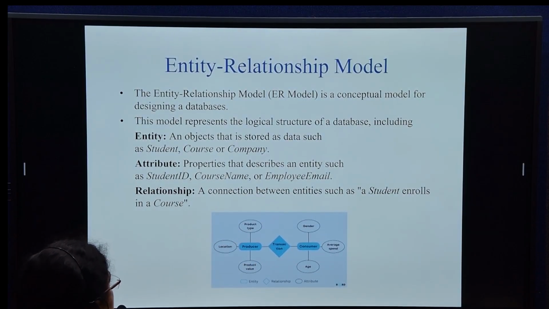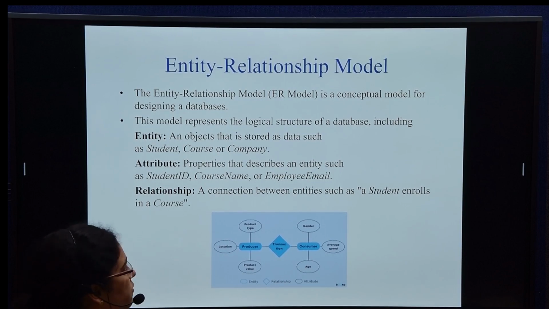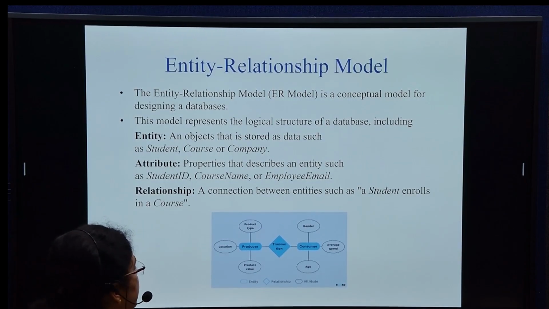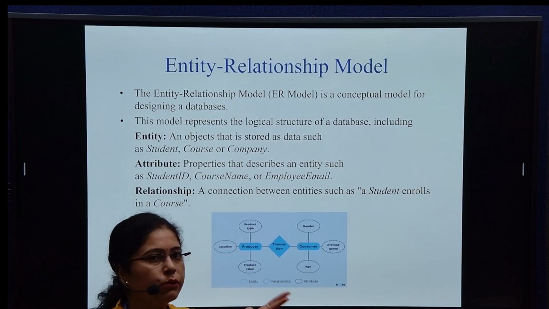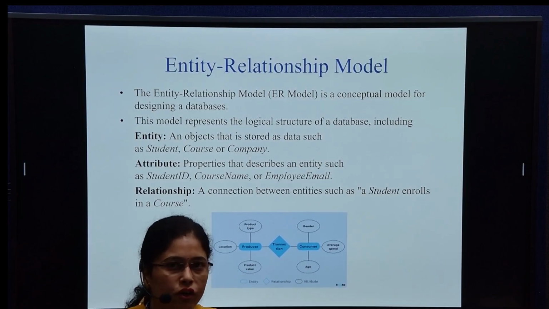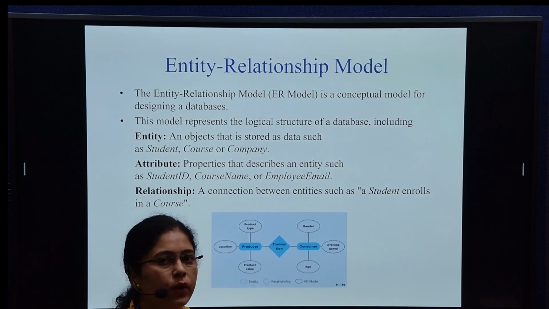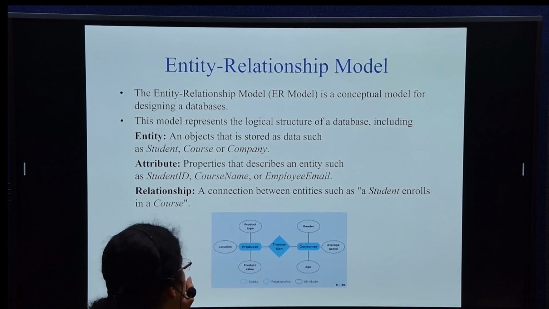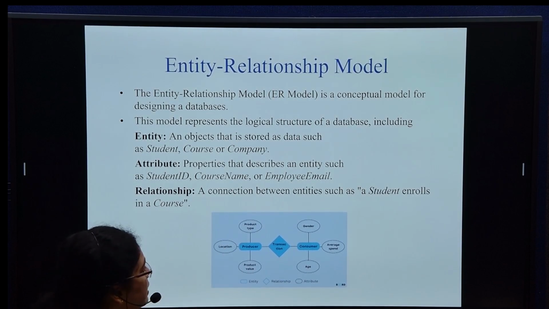So let's understand what an entity is. An entity is an object which is stored as data, such as student, course, or company, anything, and an attribute is the property that describes an entity, such as student ID, course name, or employee email. Next is relationship, a connection between the entities, such as a student enrolls in a course. What is the enrollment, and which course is the student going to access? These details will be related to each other. That shows the relationship between the entities.